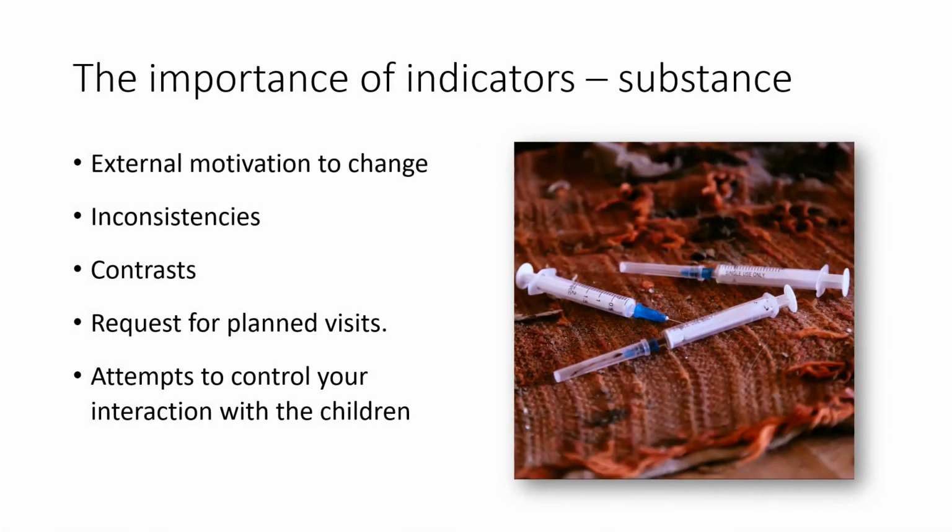This short description includes a number of indicators. The most obvious is that their motivation to change appears to be external. You identify contrast and inconsistencies in what they are telling you. They are asking you to plan your visits, giving them warning, and wanting to control your interactions with the children.